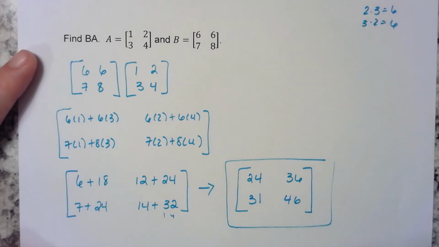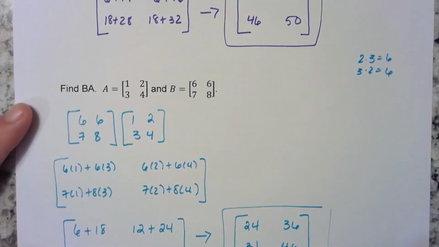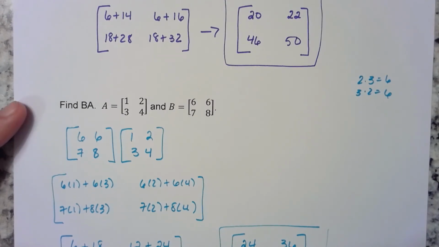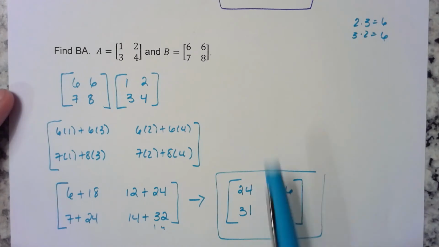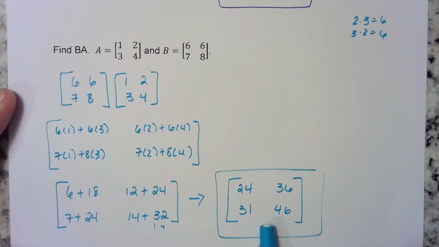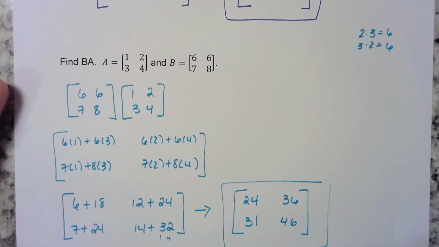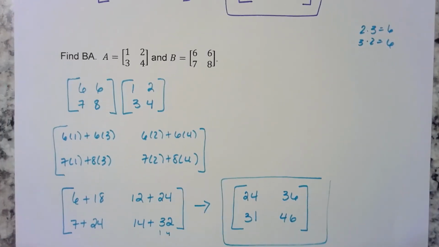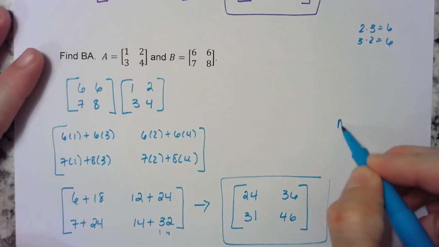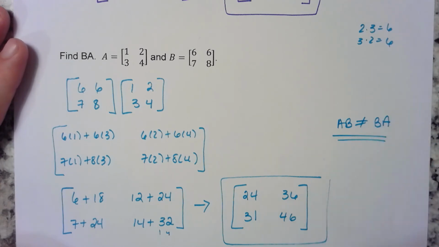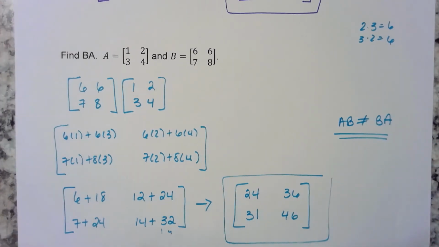So let's try to look at both answers. I don't think I can squeeze them both on here. We have 20, 32, 46, 50. We have 24, 36, 31, 46. Just based on those two matrices, you can see that multiplication of matrices is not commutative. So AB is not the same as BA. It does matter which order you are asked to multiply them. So be really, really careful with that.